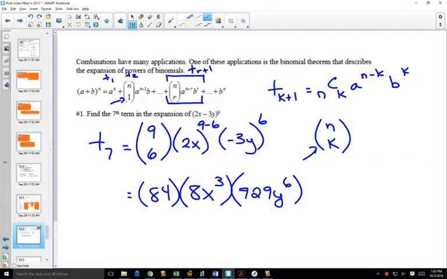And then you can just put your coefficients together. So 84 times 8 times 729 x cubed y to the 6. That's an exact number, so you don't need the approximation signs there. You can use an equal sign because we just found the 7th term. So one type of questions that we did last year was finding a specific term.